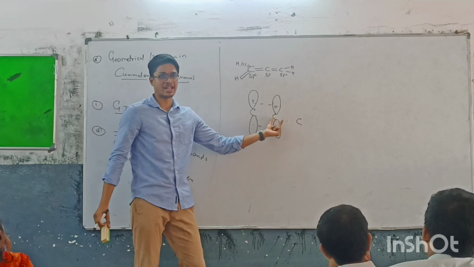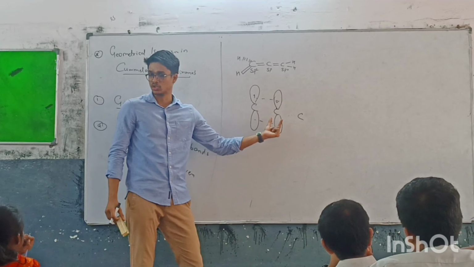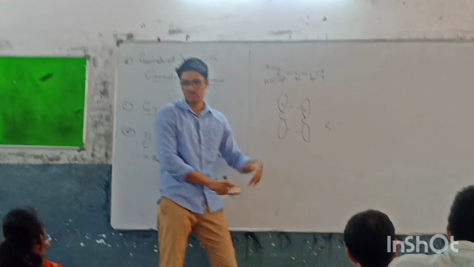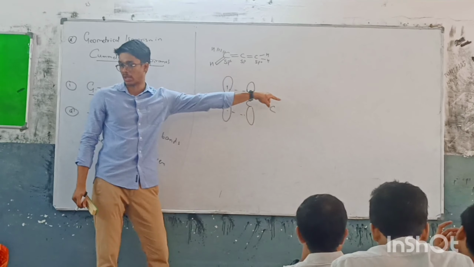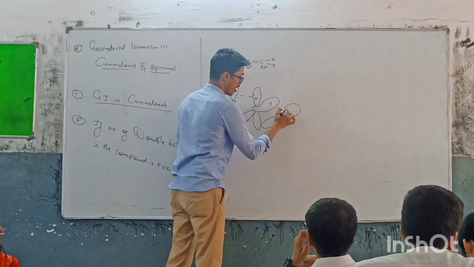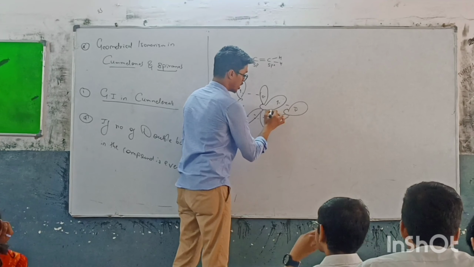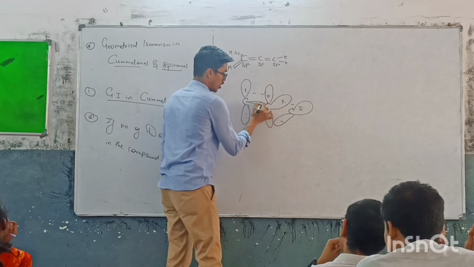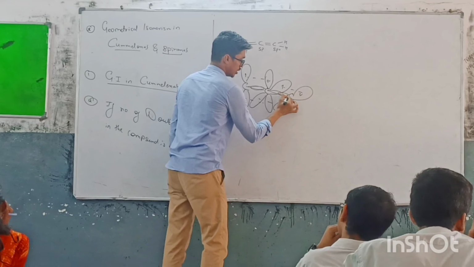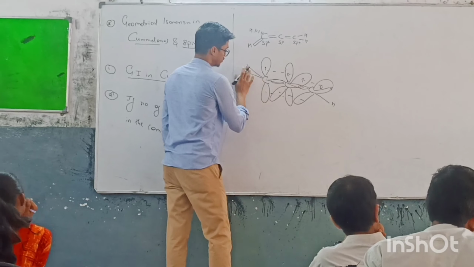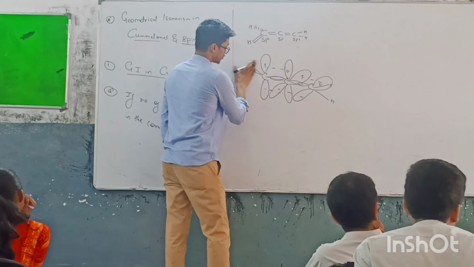Now this carbon has used this pz orbital, and this carbon has used this pz orbital. The remaining ones are px and py. This carbon already uses pz, so it can't use pz again to form the bond with this one. So it should use the py orbital to form the bond. So we got two pi bonds. Already there is one sigma bond between these two carbons, and there are hydrogen atoms here. One is outside, one is backside, one is coming towards you.